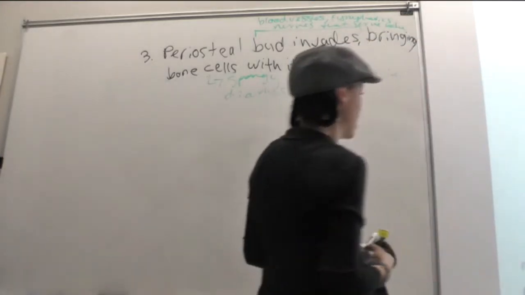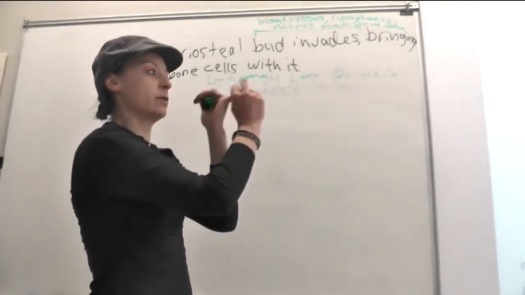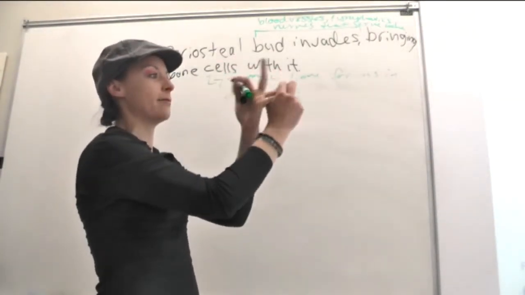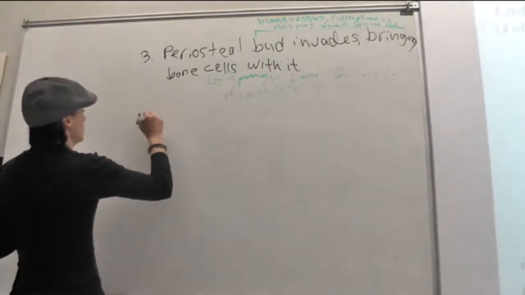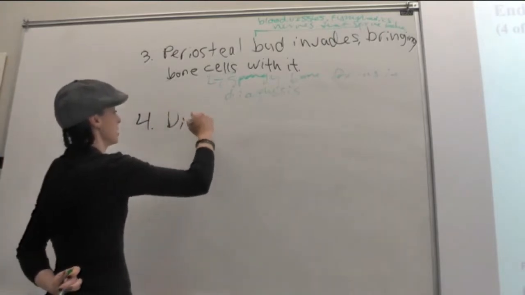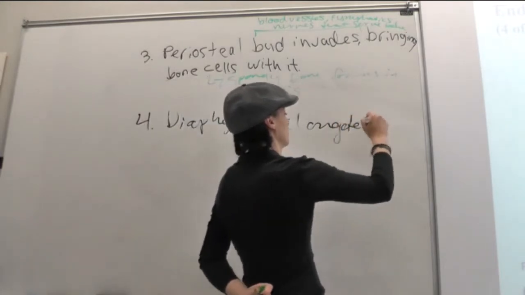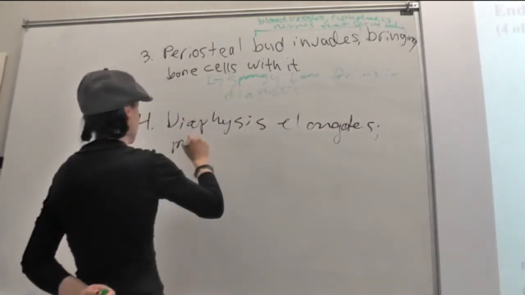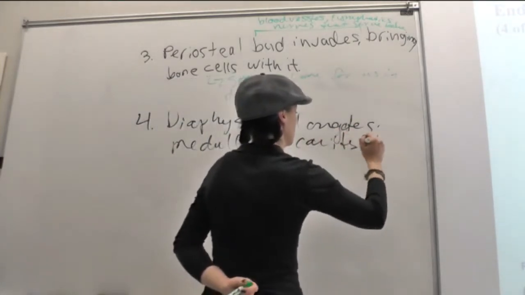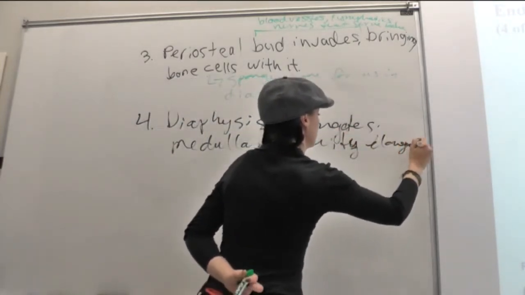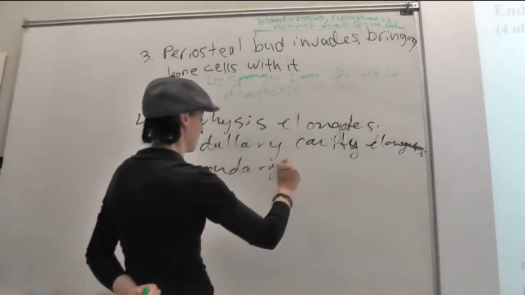So for this fourth step, we could say that the diaphysis is going to elongate, and with it so is the medullary cavity. And then we'll see the development of secondary ossification centers in the epiphyses. So the diaphysis elongates, our medullary cavity does too, and we see secondary ossification centers develop in our epiphyses.